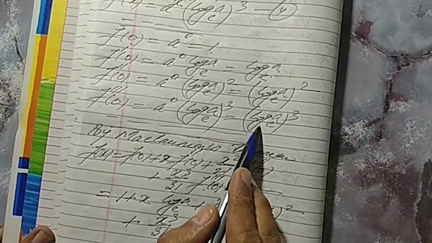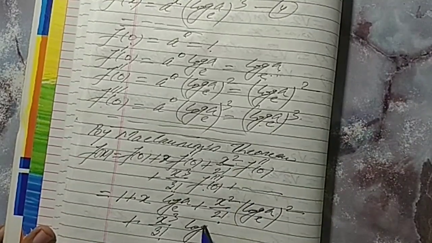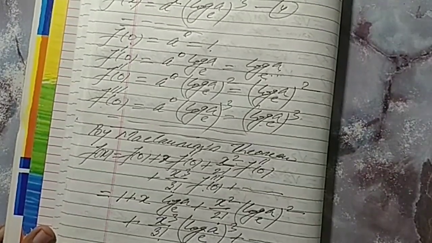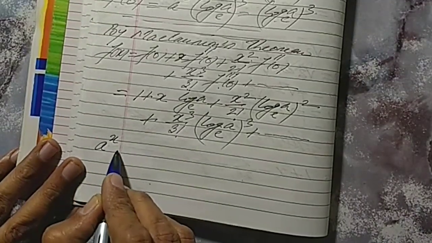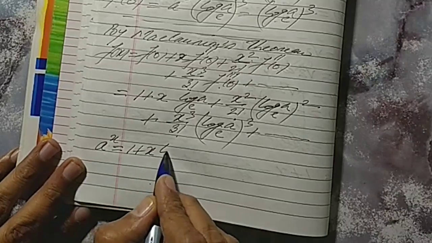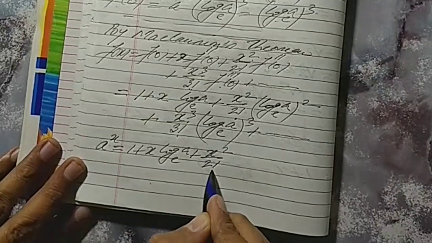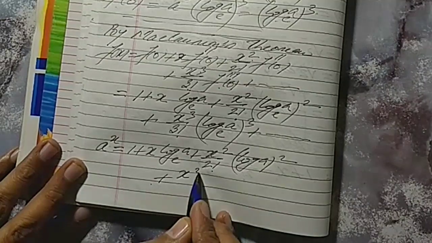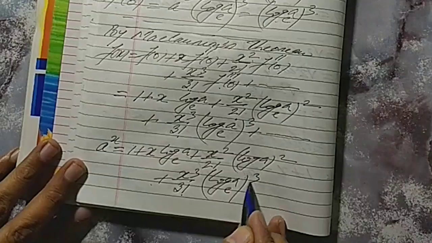and f'''(0), we have calculated it as (log a base e) whole cube. So putting f'''(0) as (log a base e) whole cube, we get (log a base e) whole cube plus so on to infinity. Hence we may say that a raised to the power x is equal to 1 plus x log a base e plus x square upon factorial 2 (log a base e) whole square plus x cube upon factorial 3 (log a base e) whole cube plus so on.